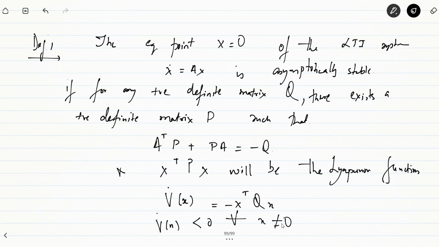If we have the linearized model of the system, we can find a positive definite matrix P for which this equation holds true: ATP plus PA equals minus Q. In that case, xt into P into X will be the Lyapunov function of the system, and its derivative will be minus xt into Q into X. Let's take an example.